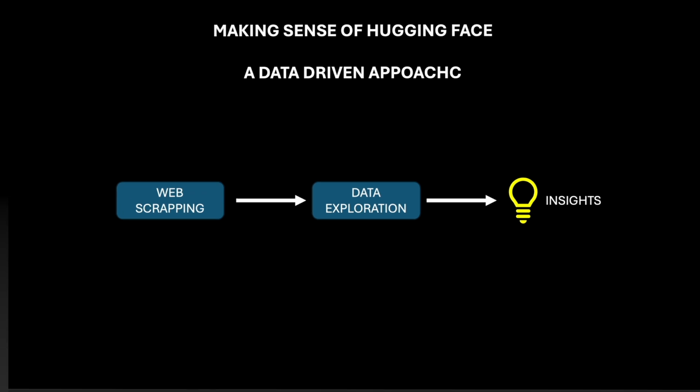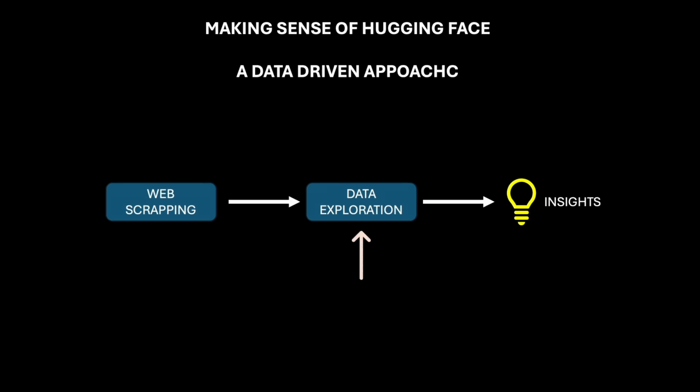Now using these two data sets on the model list and the model description, we are all set for data exploration. Now please note that the data exploration results which I'll show you is based on just the first 10 pages based on the most trending models, and this has got about a list of 100 models.